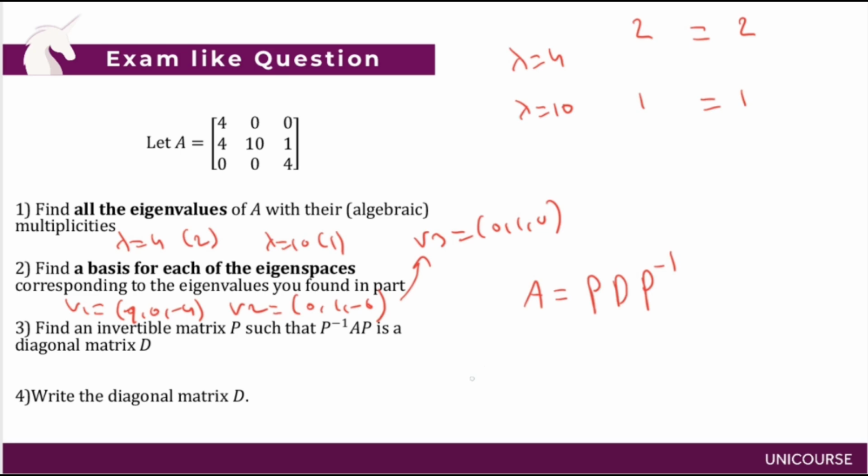So what do we take for P? P equals the eigenvectors written as columns. First column 1, 0, minus 4. Second column 0, 1, minus 6. Third column, 0, 1, 0, which is v3.